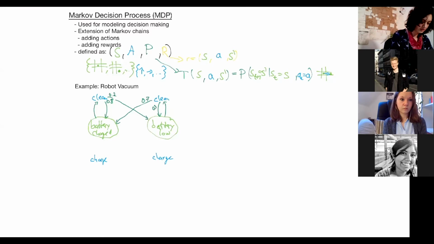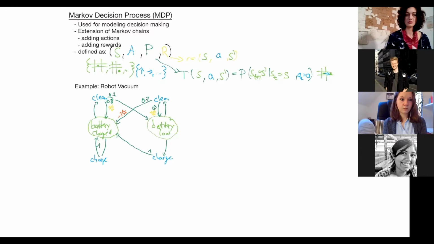It also has the option to go charge. If the battery's low and it goes to the charger, it ends up in the battery charge state afterwards, and let's say it's always successful, so probability is 1. If it is already charged and goes to the charger, it ends up back in the same state, and also always successful. Now, I already said if the robot runs out of battery without going to the charger, the human has to come and bring it to the charger, so that should be bad. So let's say we give it a negative reward of 3. And if the robot is cleaning, that should be good. So let's say it gets a reward of 1 in both states.